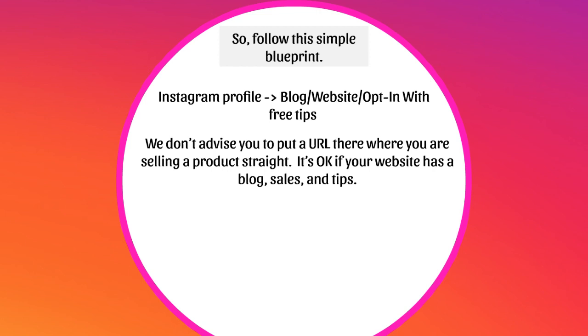So we don't advise you to put a URL there where you're selling a product straight. It's actually better if that link goes to your blog or a content piece with tips, maybe tips on scuba diving, the top 10 things you shouldn't do as a newbie scuba diver, or the top 10 gears that I use. You're telling them the gears that you use, and maybe you link them to affiliate links like Amazon affiliate links. So you're indirectly making money by providing free content. That's another method of indirect selling.